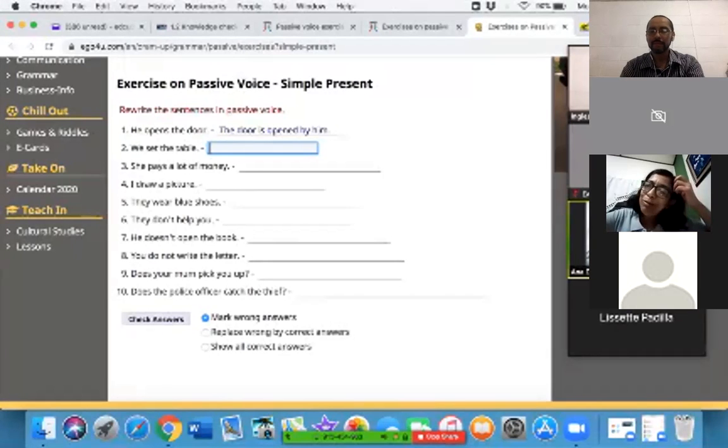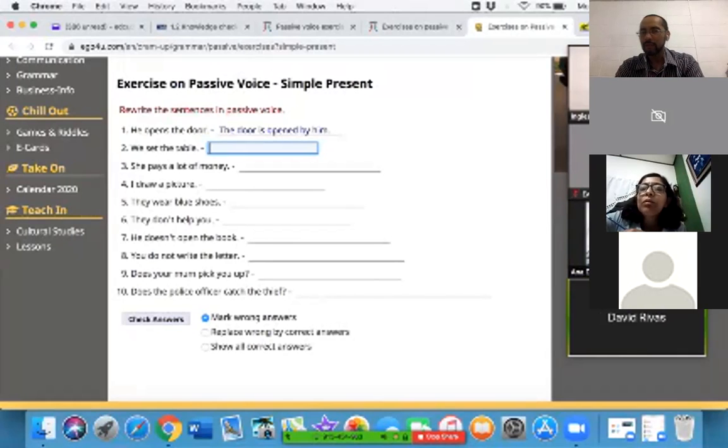I don't remember this structure, the passive voice. Okay, let's review a little bit. How do we begin the passive voice? Always we begin the passive voice with the object. The object. Very good, David. So in this case, David, what is the object of the sentence? The table. Okay. The table.